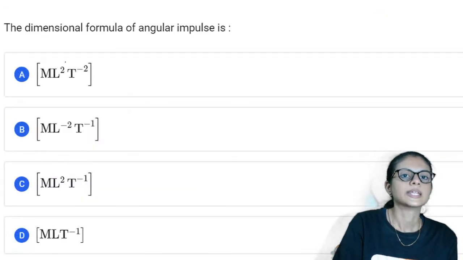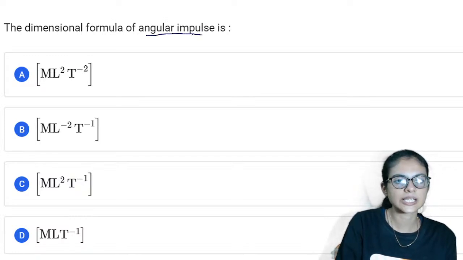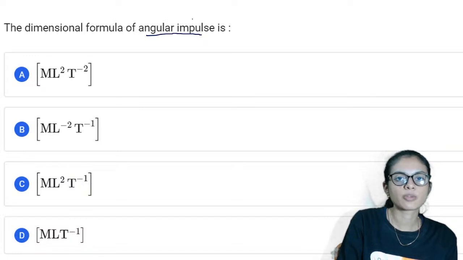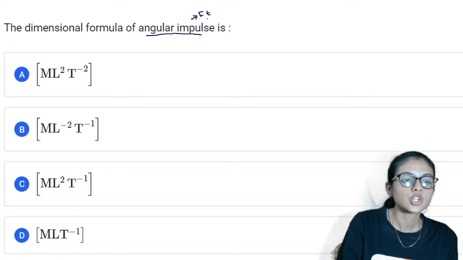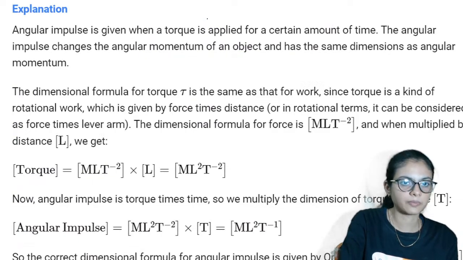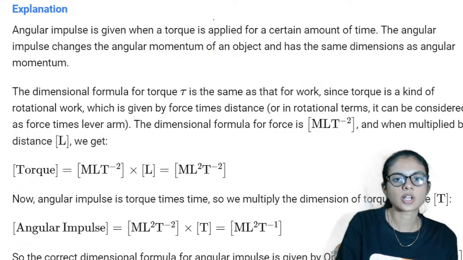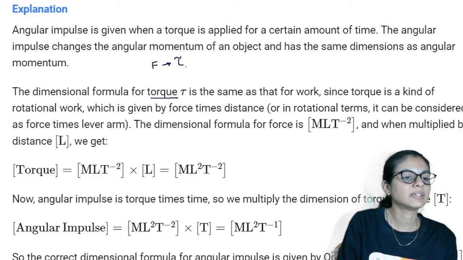Okay. Next is the dimension formula for angular impulse. Impulse is nothing but a large amount of force in a short interval of time. So they are asking about angular impulse, right? So here the concept changes. Here torque comes into the picture. Instead of force, if it is an angular thing that is going on, we call it torque. Torque is used instead of force, right? So a large amount of torque, we can say.